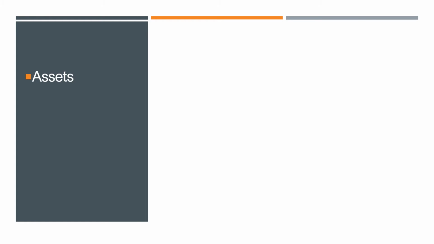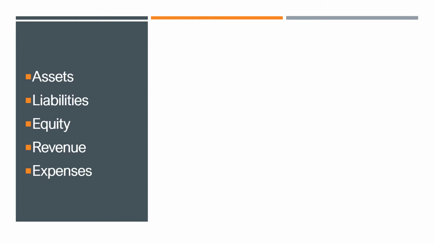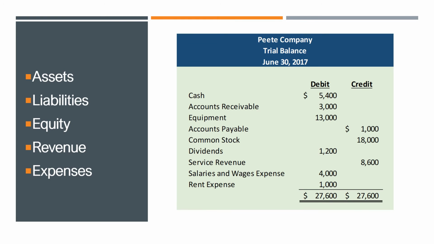As we talked about before, the trial balance is going to be in a specific order: assets, liabilities, equity, revenue, and expenses. So if we put them all in the right spot, here's what it's going to look like. Peak Company, trial balance, and it's a specific date, June 30th, 2017. Not year ending or month ending, but on a specific date, because the trial balance is a snapshot in time like the balance sheet of your financial statements.